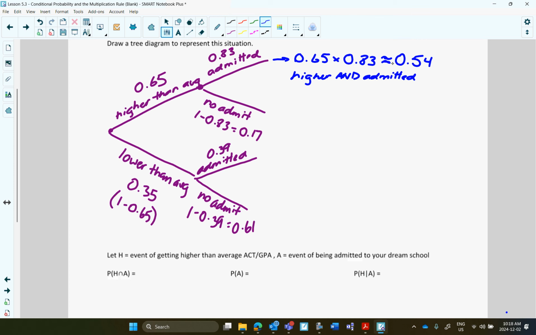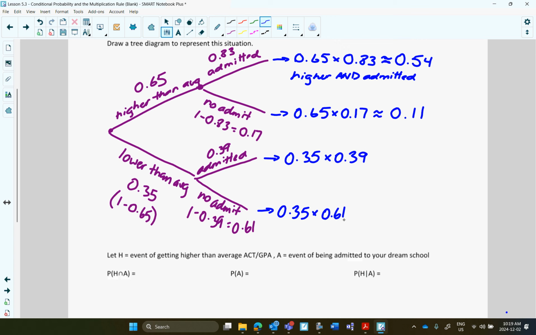The probability of not getting admitted and having a higher than average GPA, well, would be 0.65 times 0.17, which gives us approximately 0.11. And then you would find the other ones the same way. 0.35 times 0.39. 0.35 times 0.61. But remember what those mean.